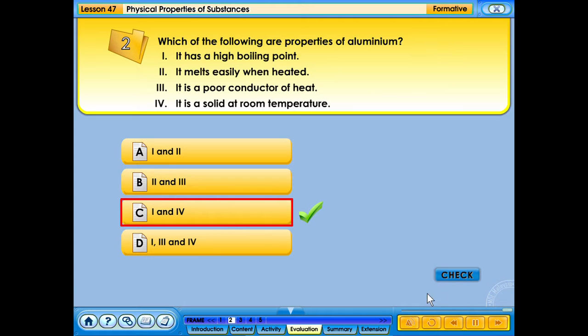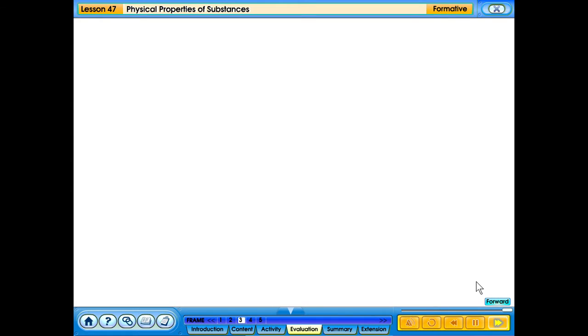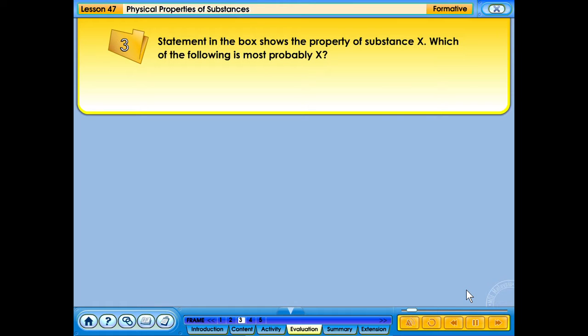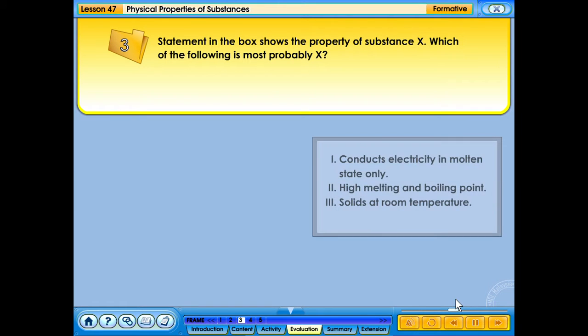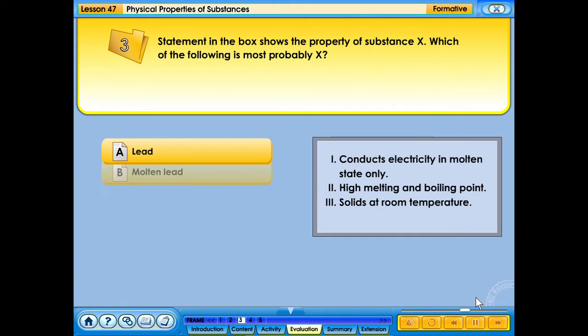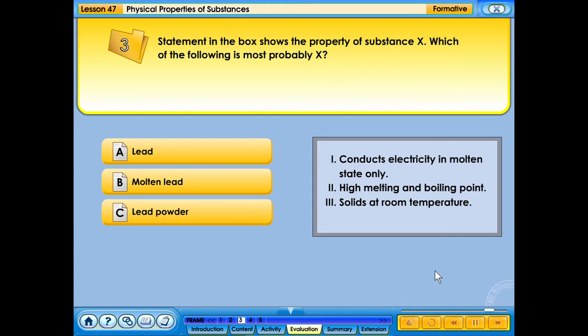Your answer is correct. The statement in the box shows the property of substance X. Which of the following is most probably X? A. Lead. B. Molten lead. C. Lead powder. D. Lead(II) bromide.